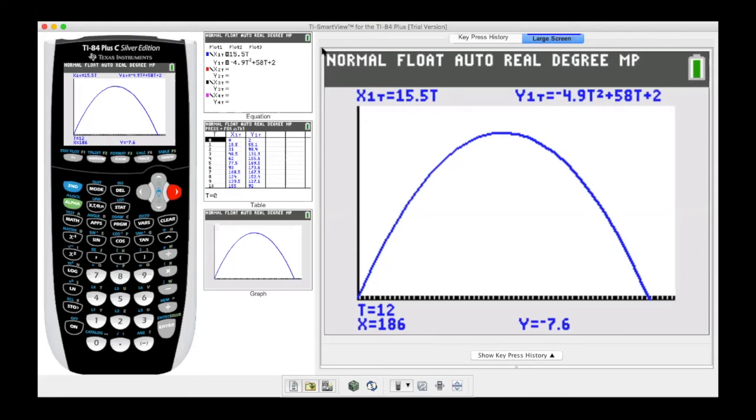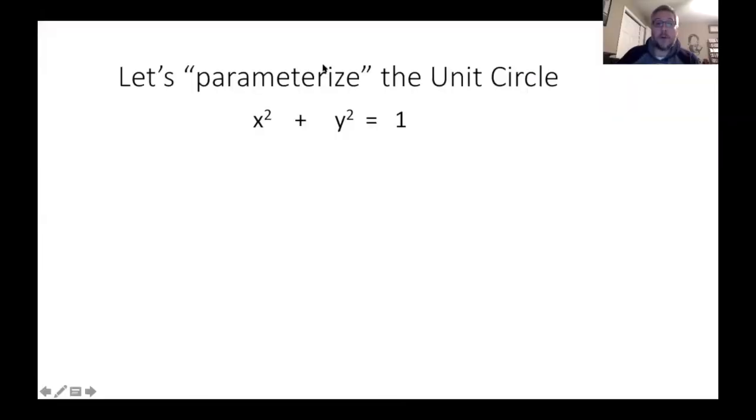Here comes example 2. What we're going to do here is something called parameterize. Easy for me to say. We're going to parameterize the unit circle, which means we're going to change it into a parametric equation. So here is our rectangular system, x squared plus y squared equals 1. And now we're going to do a substitution. We know how to find x on the unit circle, that's cosine. We know how to find y on the unit circle, that is sine.